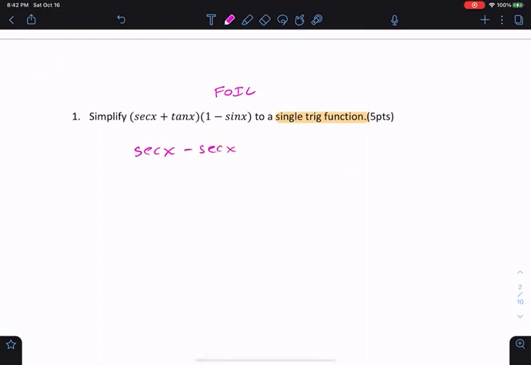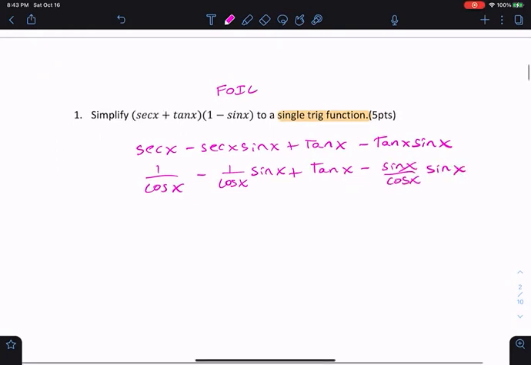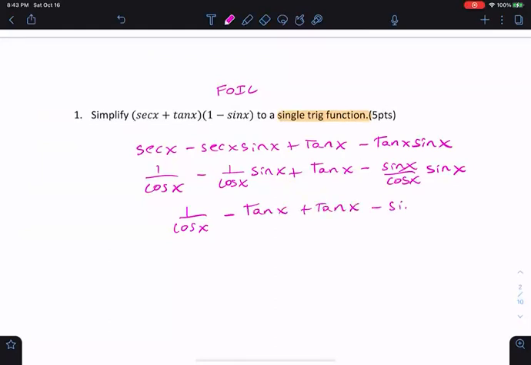and this is going to be secant x sine x plus tangent x, and then this is going to be minus tangent x sine x, right? So 1 over cosine is secant, minus 1 over cosine times sine x plus, I'm going to leave this as tangent, and this is going to be sine over cosine. That's tangent, right? Well, this is sine x, so this is going to be 1 over cosine x minus sine x over cosine x, which is tangent. This is tangent also, and this is going to be sine squared x over cosine x.